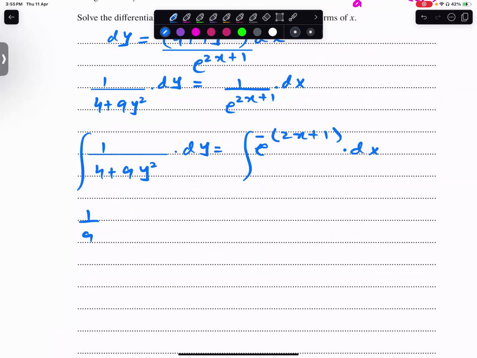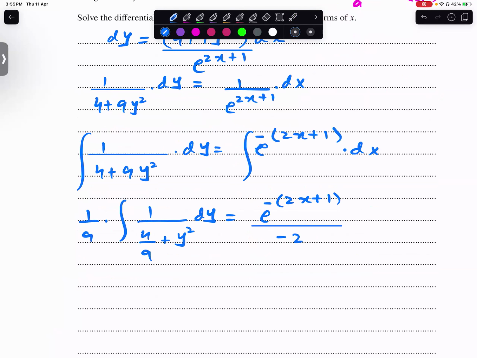Take 1 over 9 common. And inside will become 4 over 9 plus y square dy is equal to the integral of this, e raised to power minus (2x plus 1), divided by the derivative of the power, which is minus 2, plus constant of integration. You add the constant on the right side.